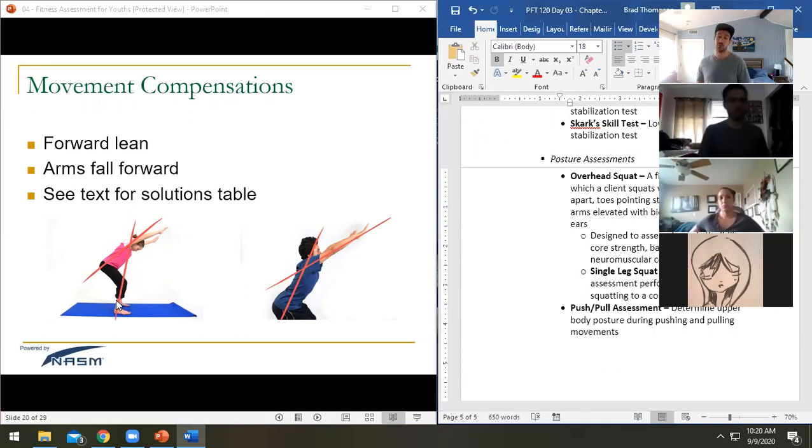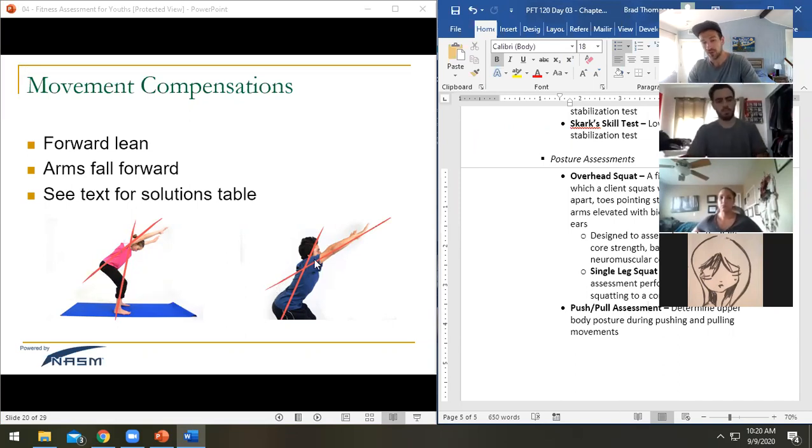So what you do is you put a plate under their heels. By elevating this, you take the stretch off the calf. If all of a sudden their squat is perfect, you know that the calf is the problem. But if they still lean forward, even though you elevated the heels, you know that it's the abs and the hip flexors. Okay? And then our last one we're going to see is the arms falling forward.